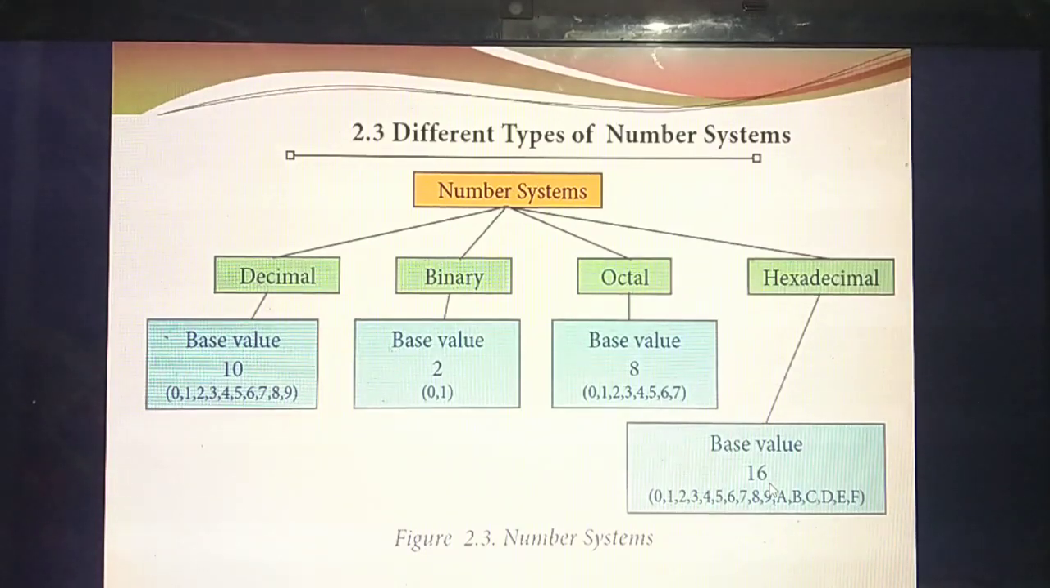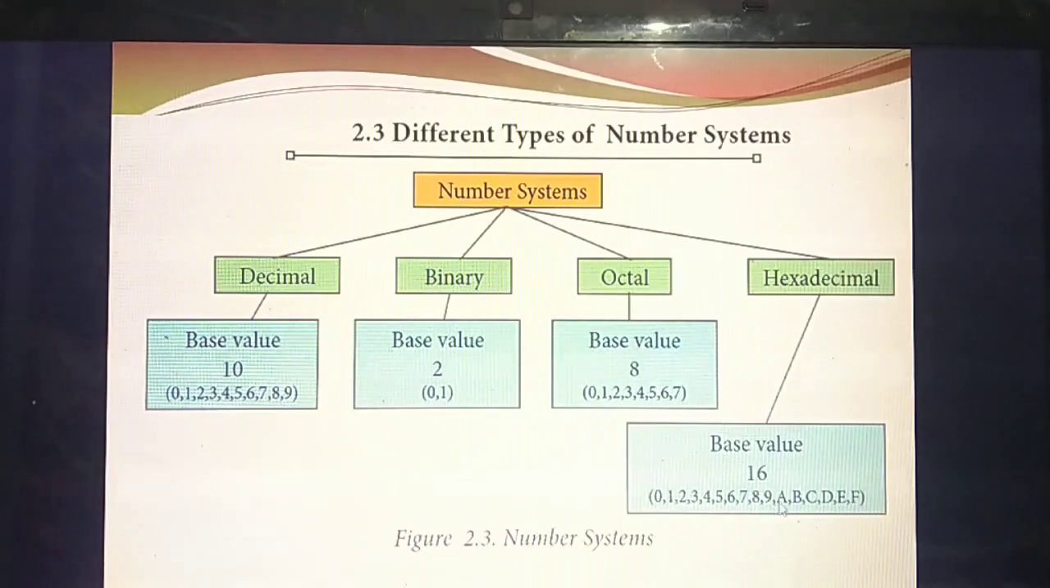Next, hexadecimal has the base value 16. Listen carefully. The hexadecimal number has the base value 16, so it will also have totally 16 numbers. 0 to 9 we write as numbers: 0, 1, 2, 3, up to 9. Then 10, 11, 12, 13, 14, 15. Base value 16 means the numbers will come till 15. After 10, we represent them with alphabet letters, capital letters.